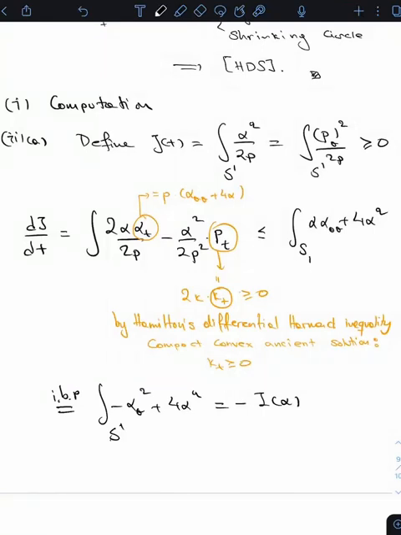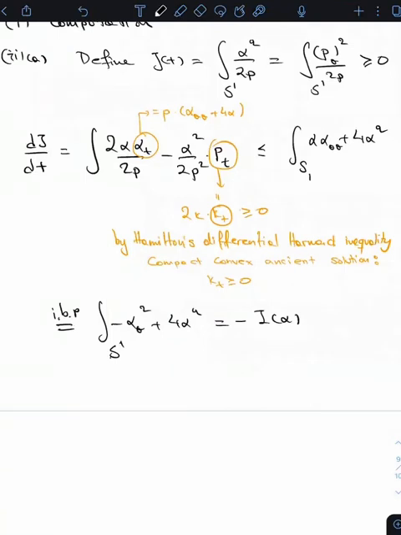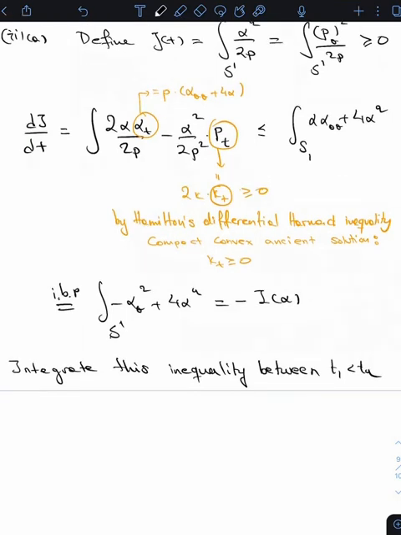Okay, so the derivative of J is bounded above by minus I. Now we can take this inequality and integrate between T1 and T2. What do I get?